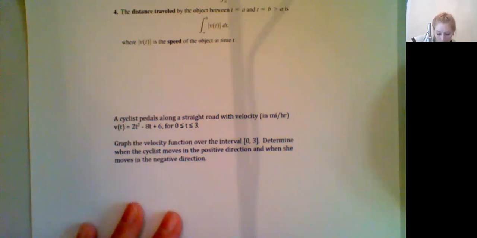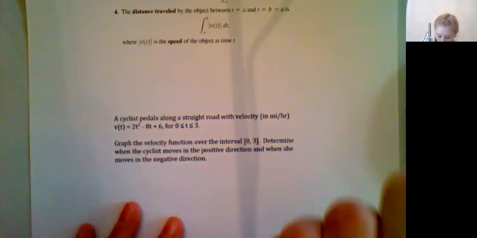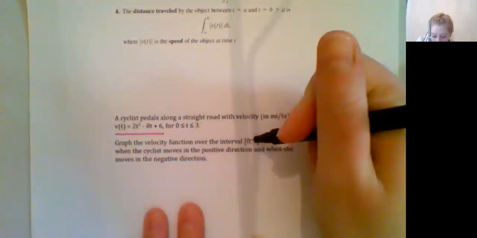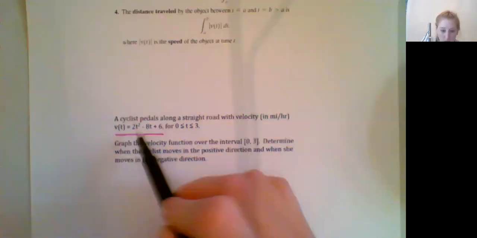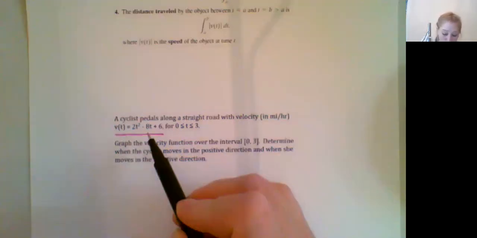All right, so we have a cyclist and they are pedaling along a straight road, and they've given us the velocity here, and they want us to graph the velocity function over the interval from 0 to 3 and determine when the cyclist is moving in a positive direction. Okay, so what I did for this is I just popped this equation into Desmos using x instead. You can also do that in your graphing calculator.